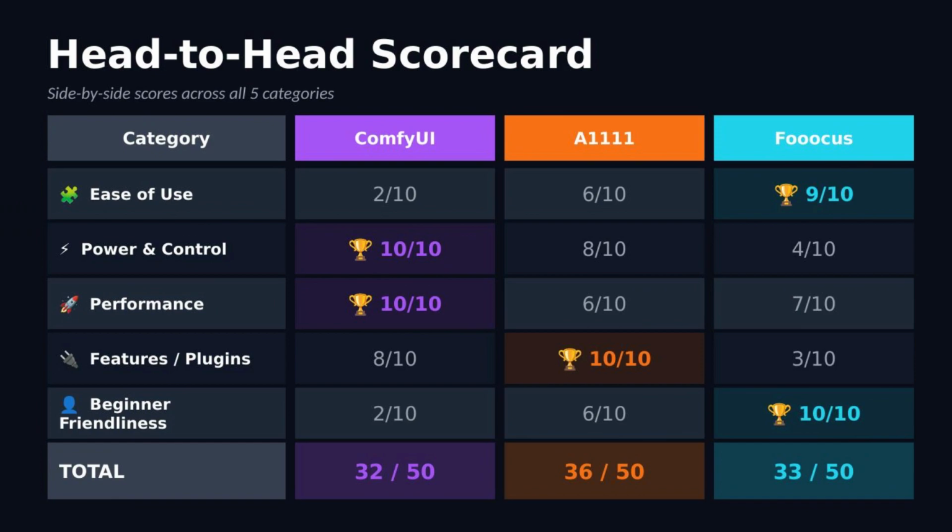Overall recommendations. The overall winner for performance, control, and future-proofing is ComfyUI, but only for users willing to learn it properly. The best all-rounder is Automatic1111 because it has a huge community, tons of features, and is much easier than ComfyUI, making it the safest and most balanced choice.